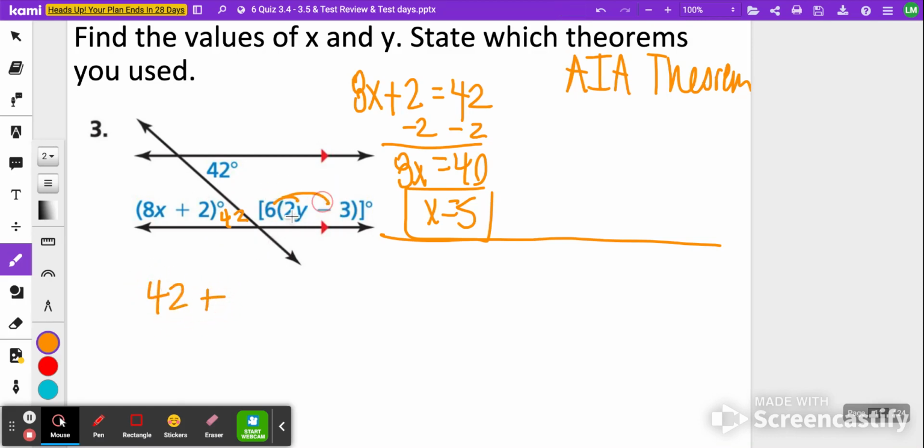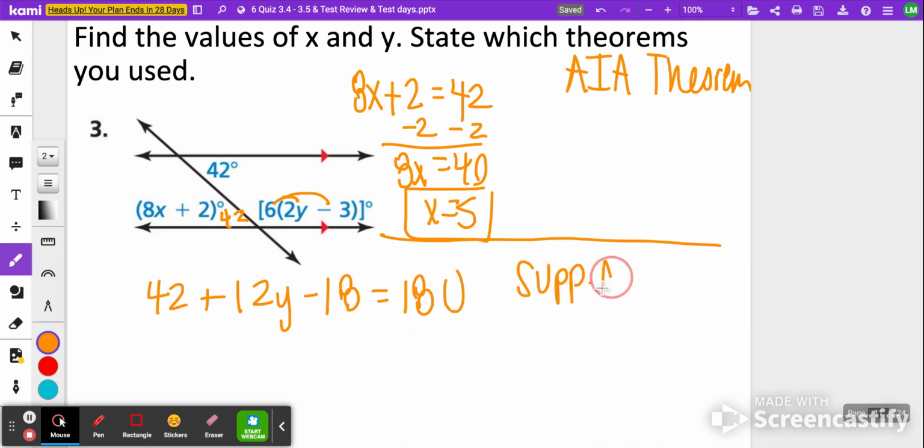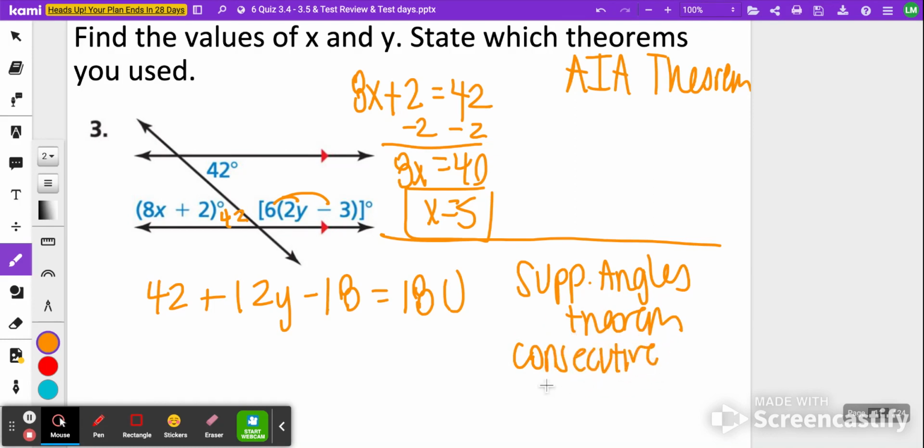And then for solving y, if I know that this is 42 degrees, then I can say 42 plus, I'm going to distribute this, 12y minus 18 is equal to 180. And that one was the supplementary angles theorem. Or you can also say the consecutive angles theorem, and that will help as well.